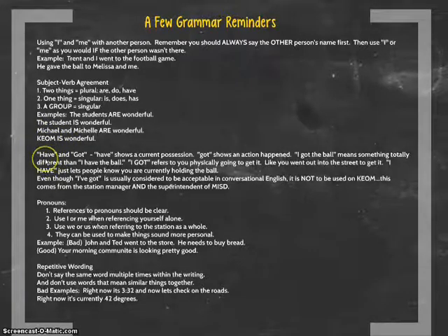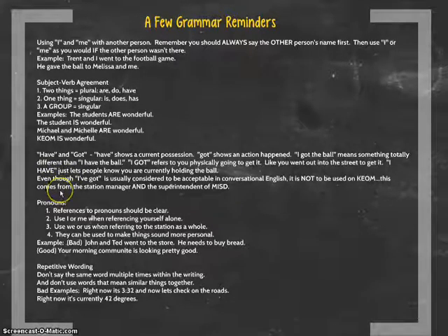Now let's talk about the words have and got. Many people use these interchangeably. However, have shows a current possession. That means you have something. Got shows that an action happened. For example, I got the ball means something totally different than I have the ball. I got refers to you physically going and getting the ball. I got the ball, like you went across the street to get it. I have just lets people know that you currently are holding the ball.